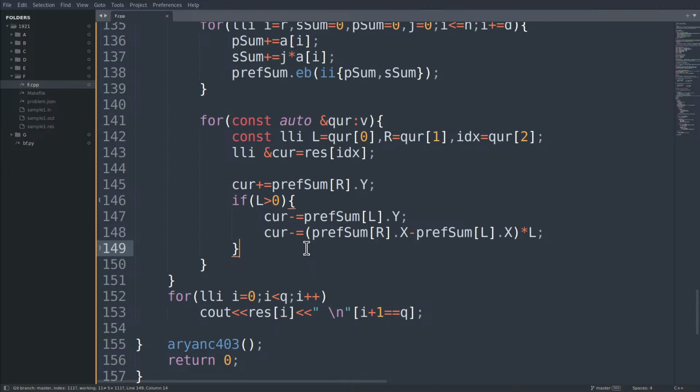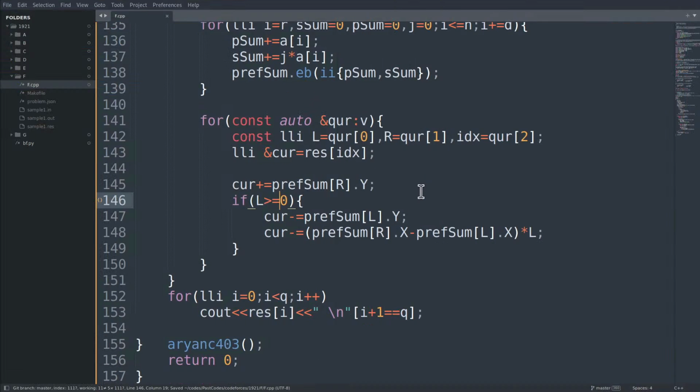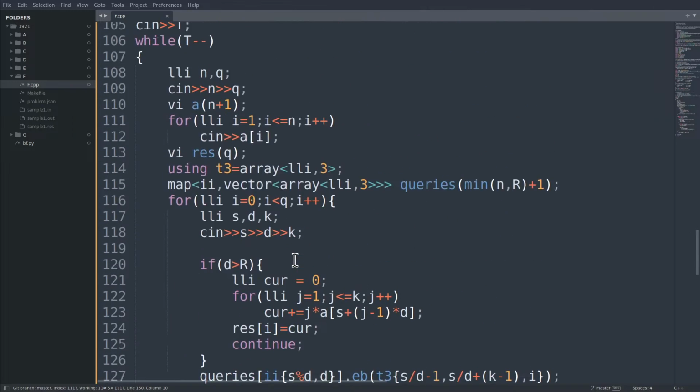If L is greater than 0. Like that would be the code, like brute code. I can be off by 1 somewhere over here. So I am not trying to compile it or code it, but that's the main crux for this problem.